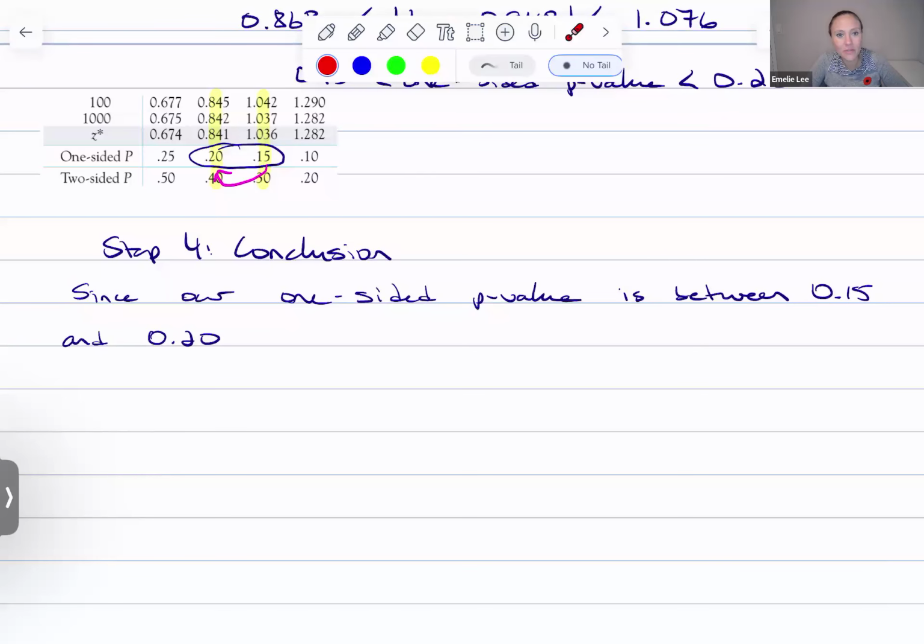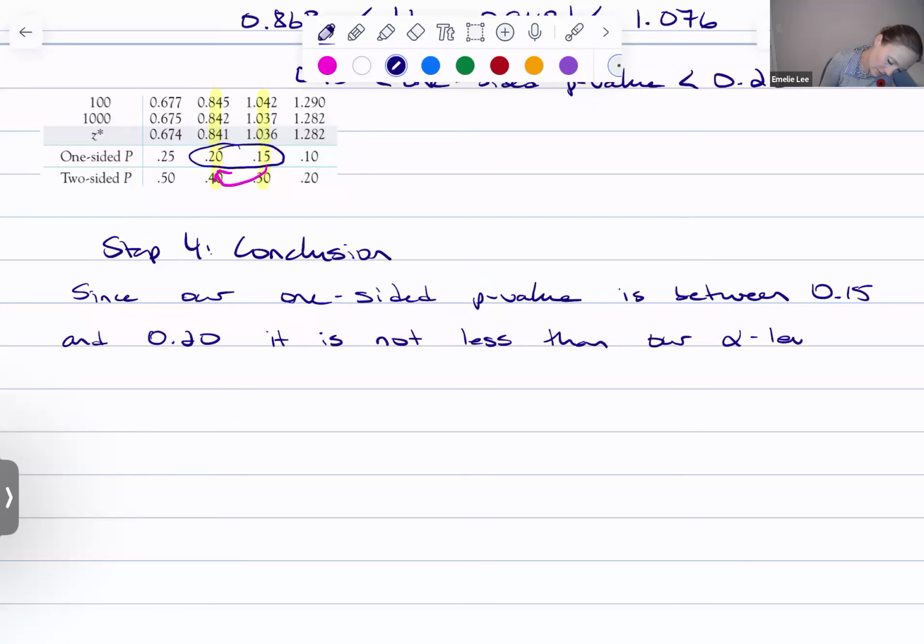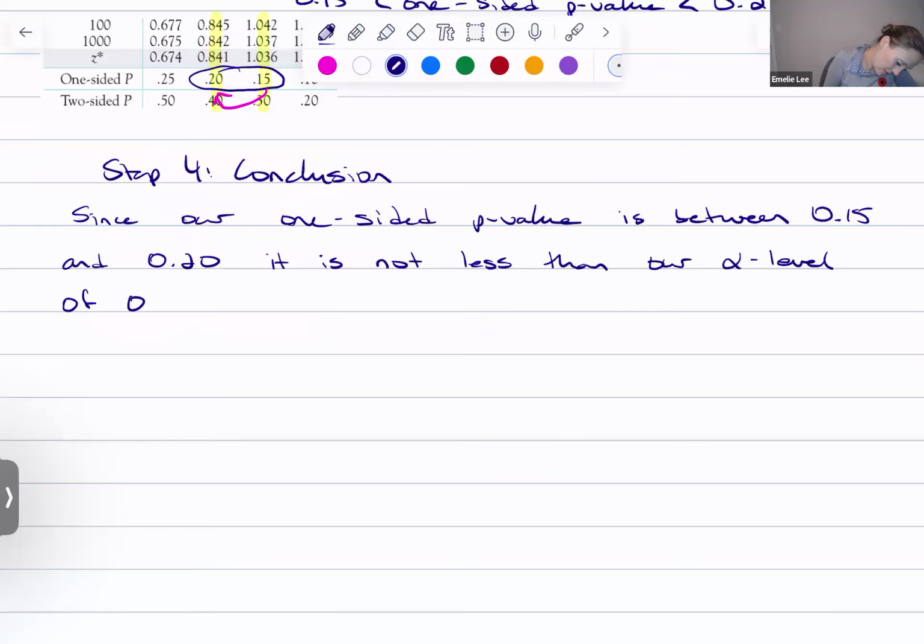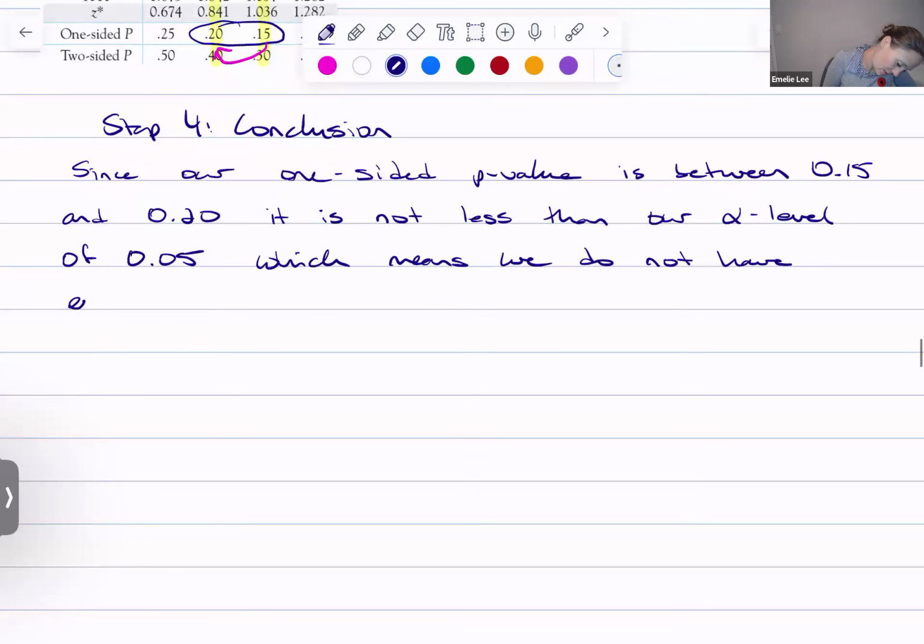So since our one-sided p-value is between 0.15 and 0.20, it is not less than our alpha level of 0.05, which means we do not have enough evidence to reject H naught, which means we do not have enough evidence to reject H naught.